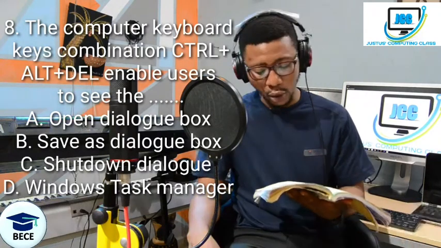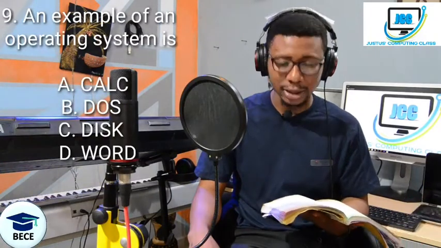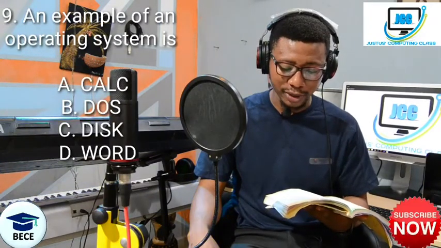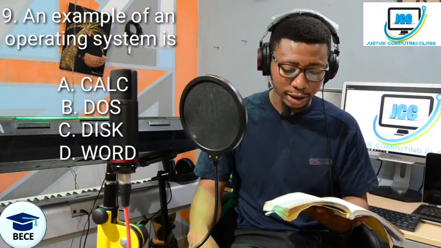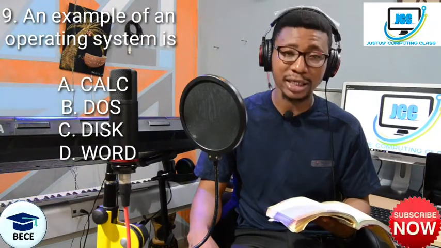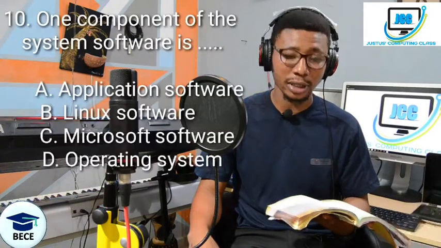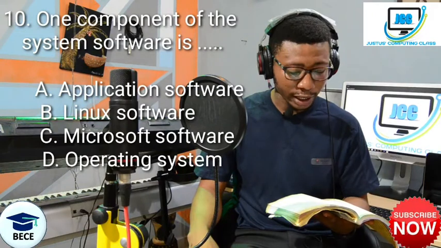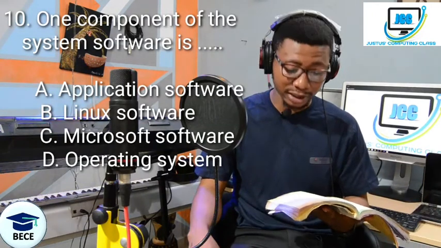Question 9. An example of an operating system is A. Calc, B. DOS, C. Disk, then D. Word. A. Calc, which is C-A-L-C, B. DOS, which is D-O-S, then C. Disk, which is D-I-S-K, then D. Word, which is W-O-R-D.